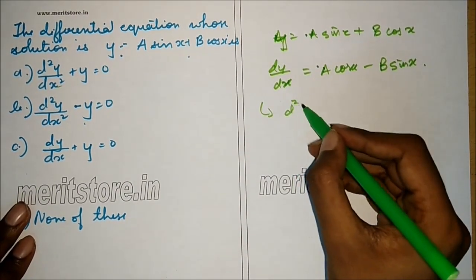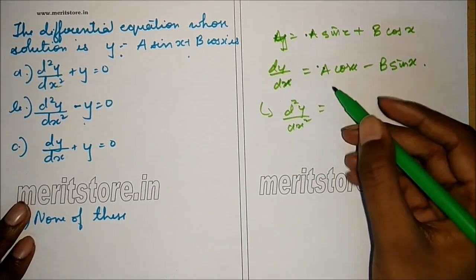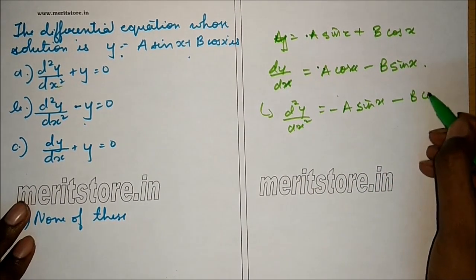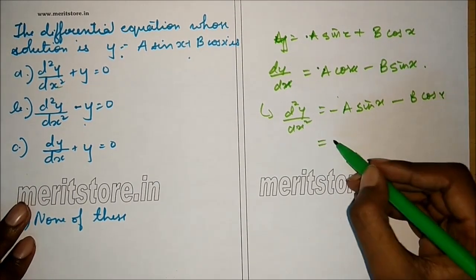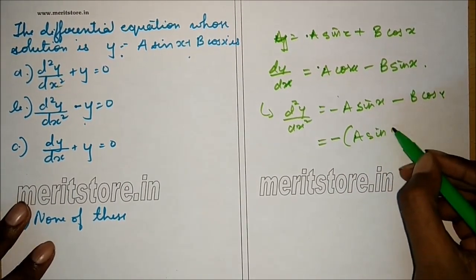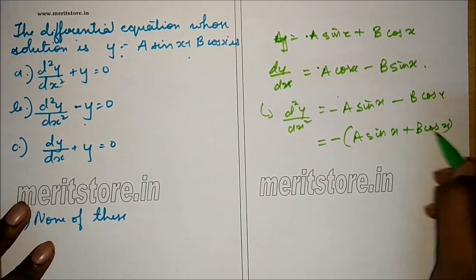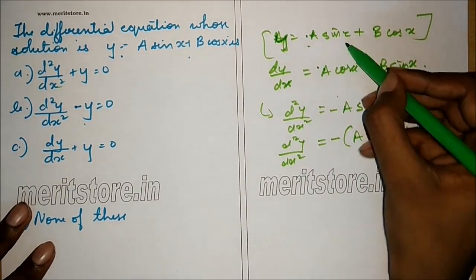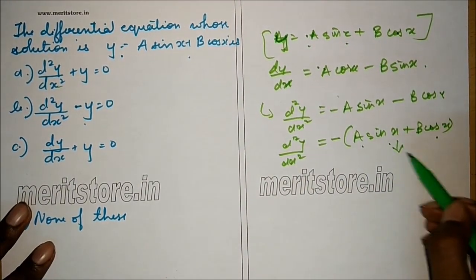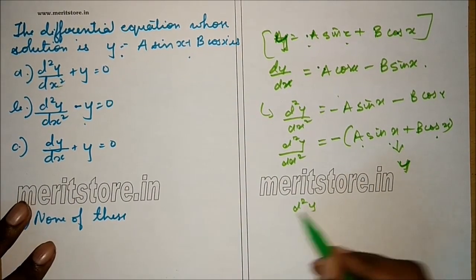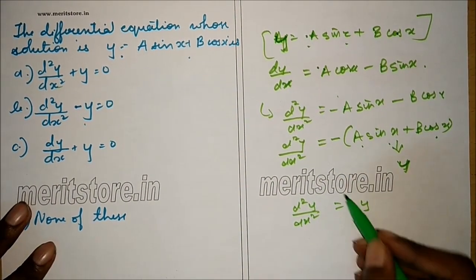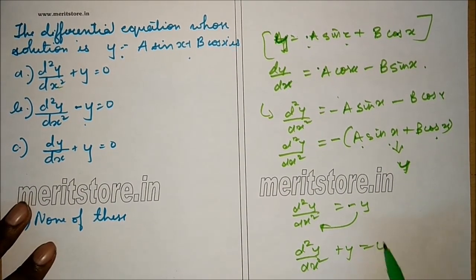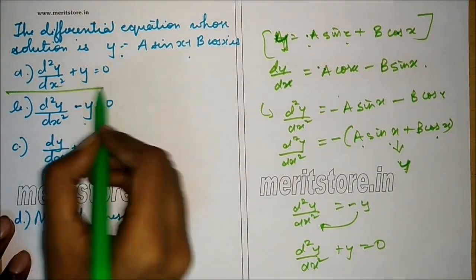Again differentiating, we get d2y by dx square. The derivative of cos x is minus sin x, so minus a sin x minus b cos x. Taking the minus sign common, we get minus of a sin x plus b cos x, which is equal to d2y by dx square. But y equals a sin x plus b cos x, so this is equal to y. So d2y by dx square is equal to minus y. Taking this term to LHS, we get d2y by dx square plus y equals 0, which is option A.